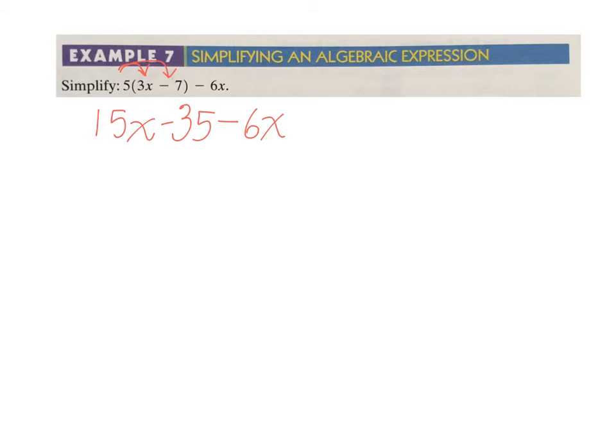And then I'm going to combine my like terms. I have a positive 15x minus 6x is positive 9x, and then I have nothing to combine with that minus 35, so I'm just going to bring it down. So 9x minus 35.